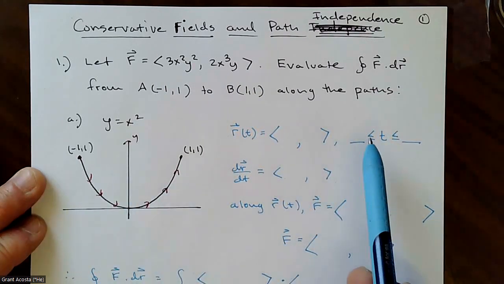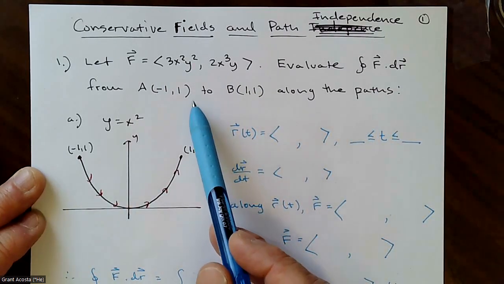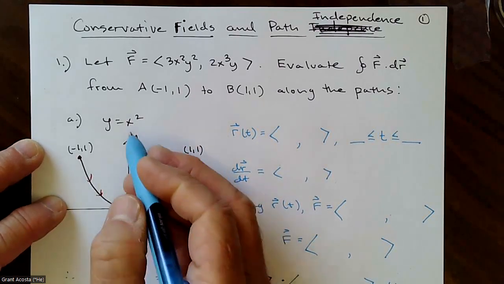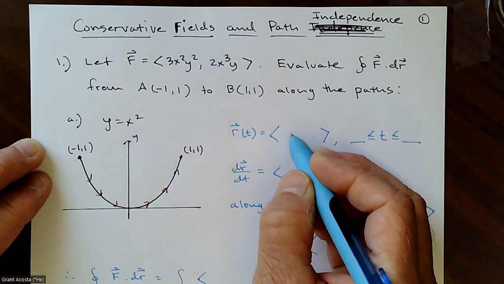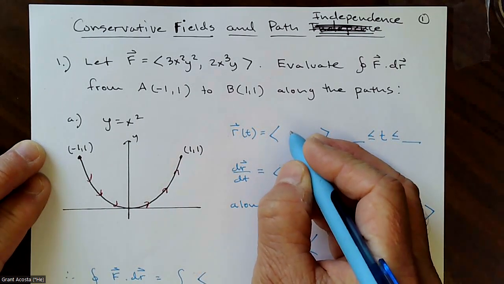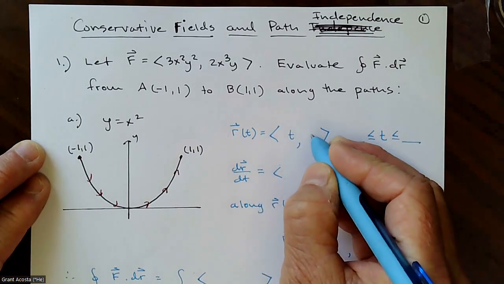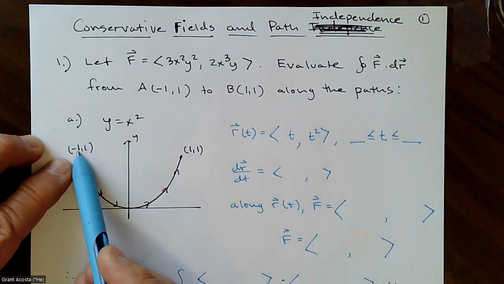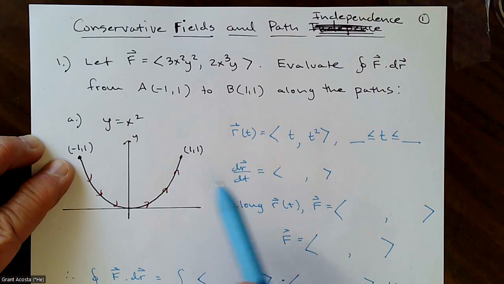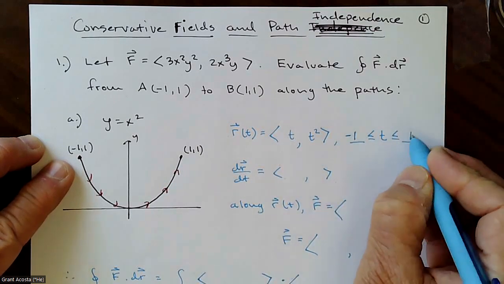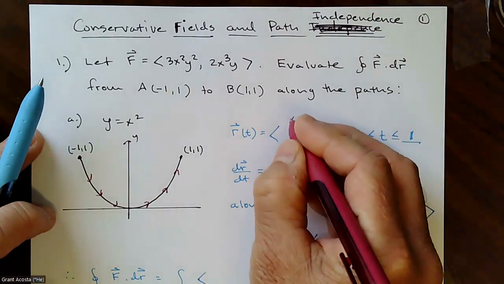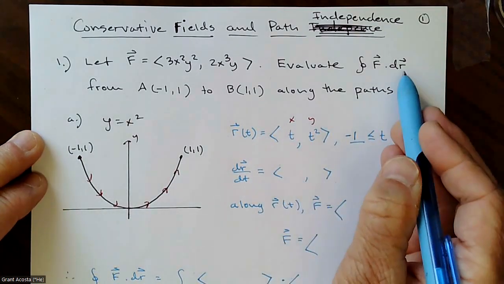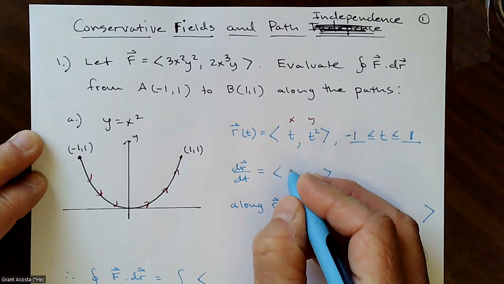And so to do that, we have to parameterize a path. And so this is a parabola. The equation is y equals x squared. So the simplest way to do it is to just let x be t. And so therefore y has to be t squared. And if x is t, you can see that t should go from -1 to 1. This is x, this is y. So we're going to need dr/dt, so that's the derivative. That's just going to be 1.